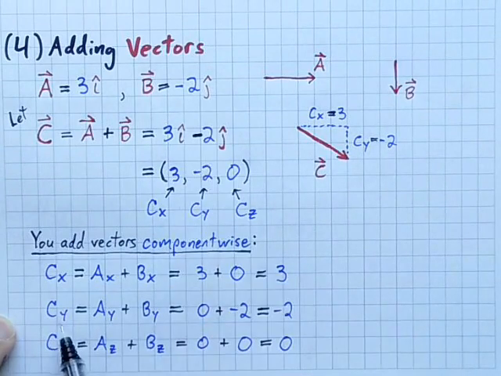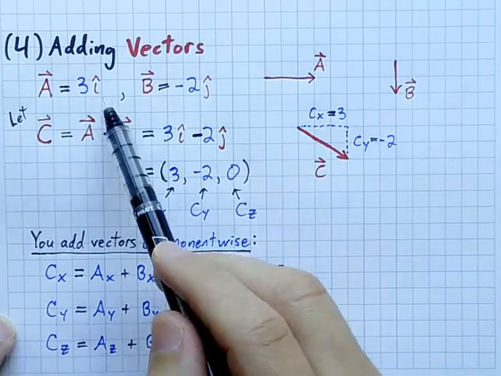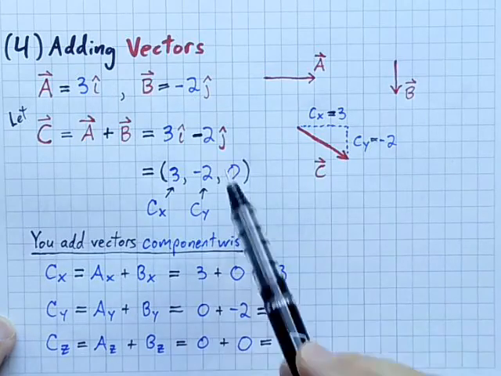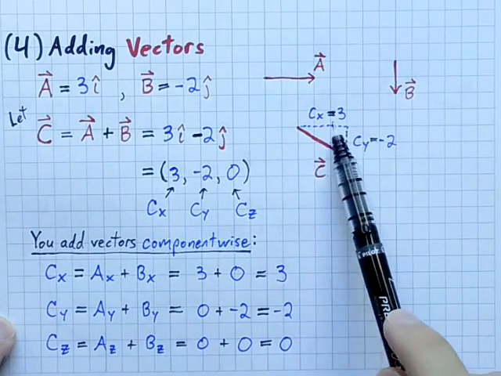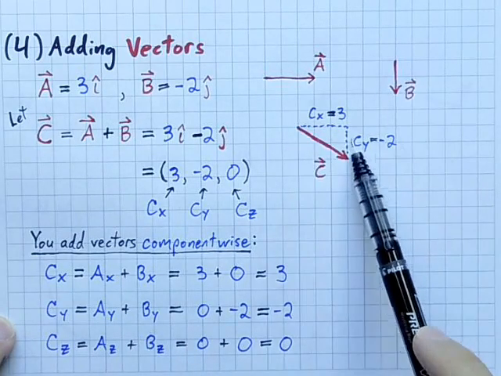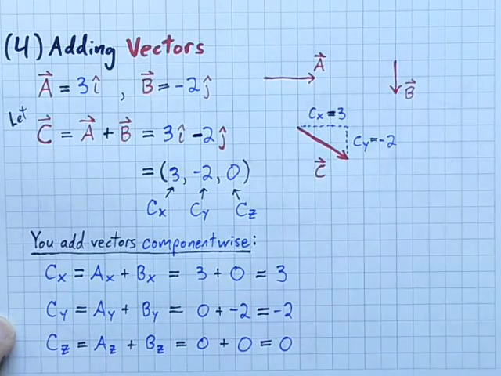We get the new y component by adding the y components of the original vectors. So no y component here, it's -2. And then we get likewise for the z component. There are no z components here. So we add them component-wise. And so our Cx comes from Ax plus Bx, and our Cy here comes from Ay plus By.